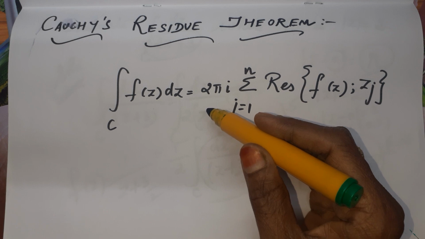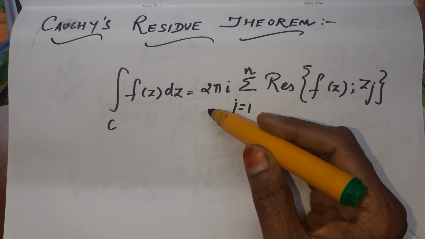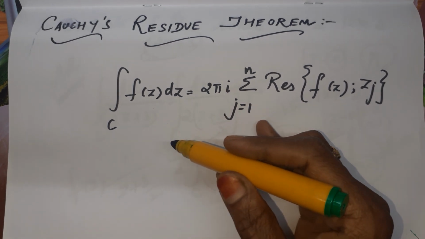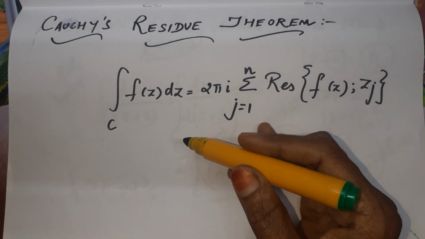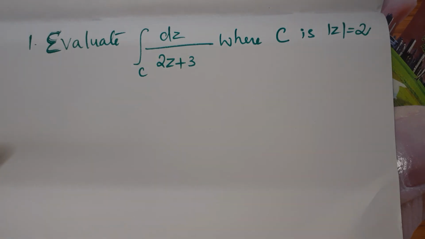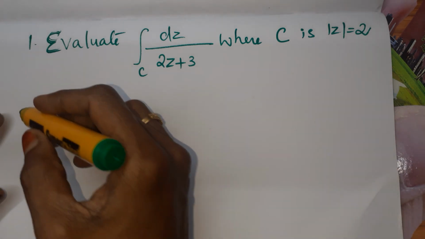But with the condition: after calculating the poles, first we have to confirm whether each pole is lying inside the curve or not. Let me do a problem. The first problem we have is to evaluate the integral over C of dz by 2z plus 3, where C is modulus of z equal to 2.